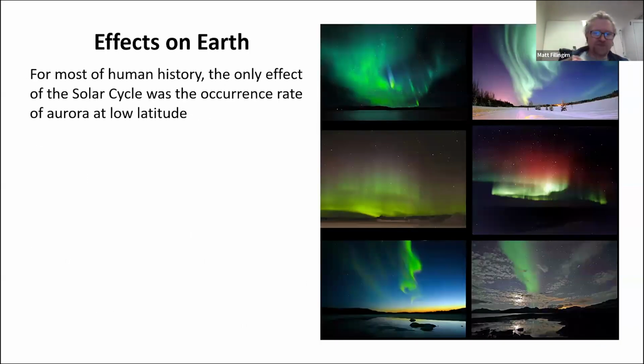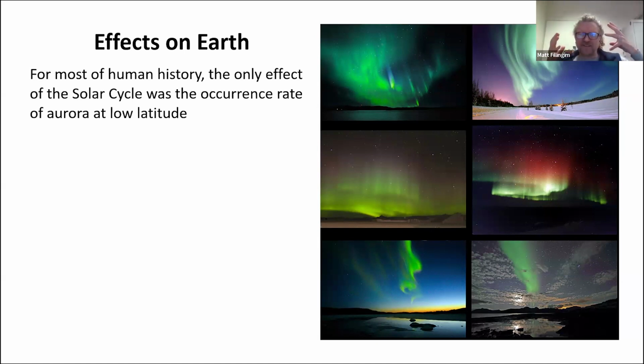So the question that you may have is, well, what are the effects on Earth of this changing sun magnetic field and the changing activity on the sun, the changing number of sunspots and flares and coronal mass ejections? So for most of human history, there really was no practical effect on the Earth. The only effect that people would have seen due to the solar cycle was basically the occurrence of aurora at low latitudes. Here are some pretty pictures of the aurora.